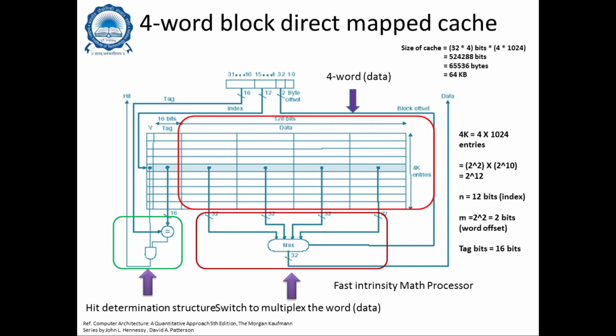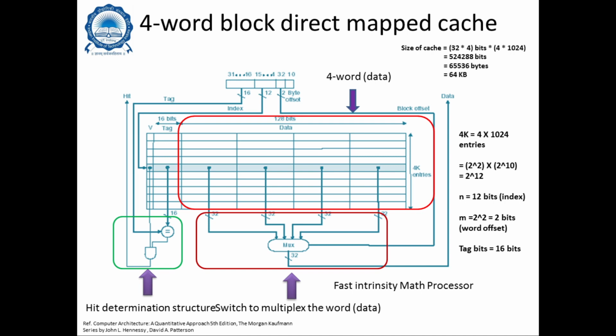And now, since you now know how to find out the cache index, cache tag, and the valid field, let me also ask you to find out the size of this cache. So for example, the size of the cache, that is the data size of the cache, is given as 32 times 4, because we have 32 bits for each and there are 4 words.